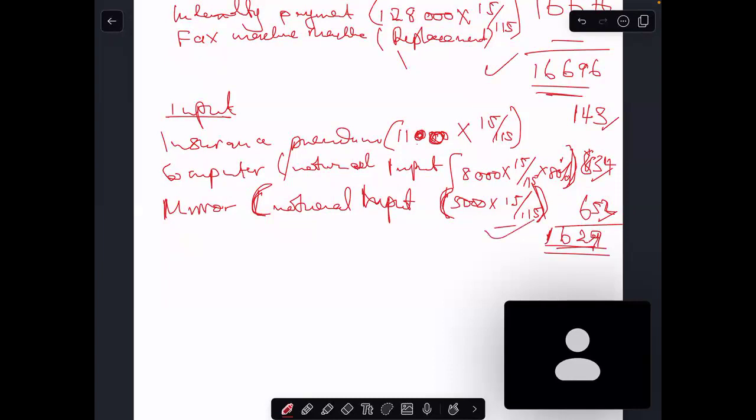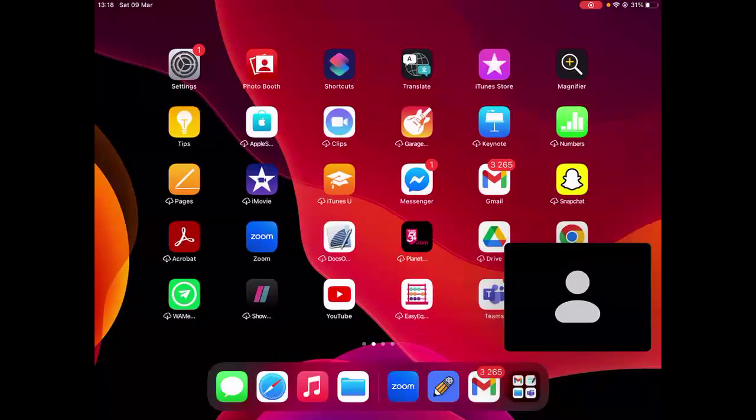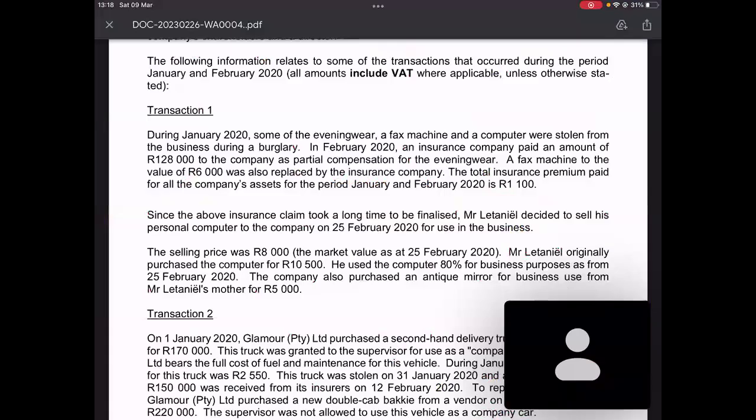We have VAT payable of how much? You say your output minus input, 16,696 minus 1,629.